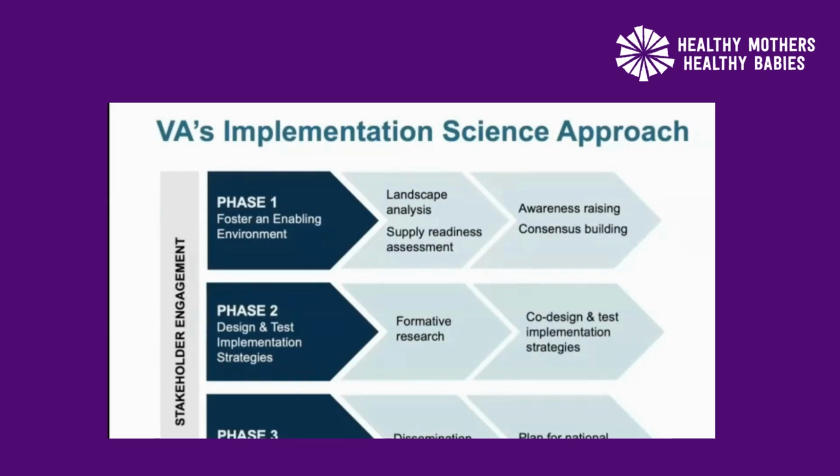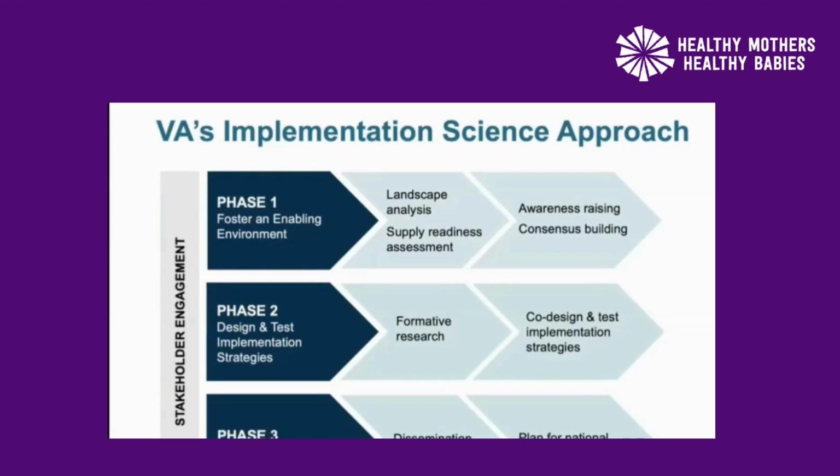Next is the designing and testing of an implementation strategy. This often includes formative research to understand barriers and enablers to intervention delivery and uptake. And often it includes an evidence-based process for the co-designing and testing of implementation strategies by local stakeholders. Finally, the third phase is the scaling of the implementation strategy, which is intended to be informed and supported by phases 1 and 2. As you can see, stakeholder engagement cuts across all the 3 phases.